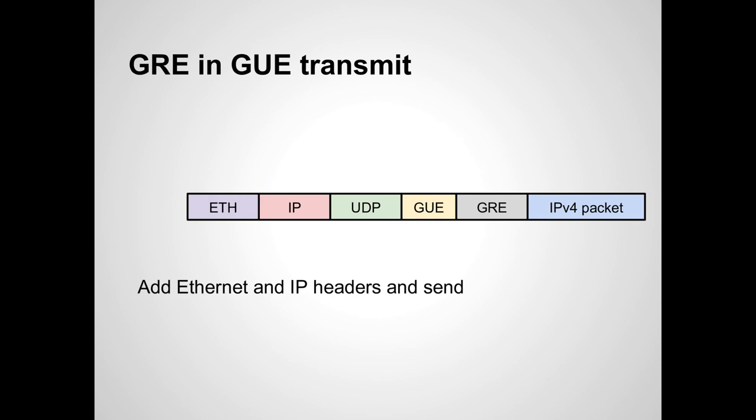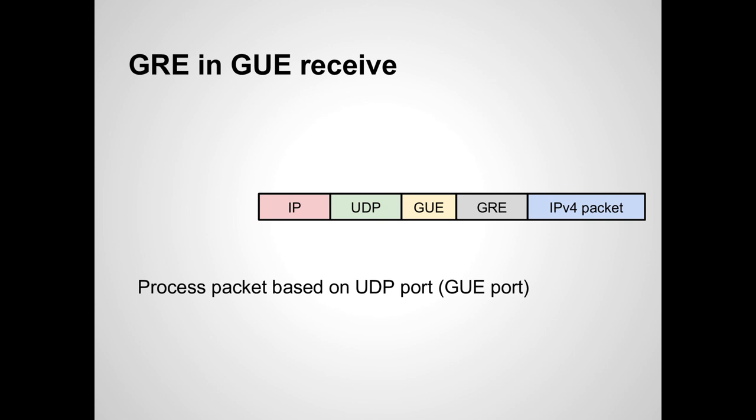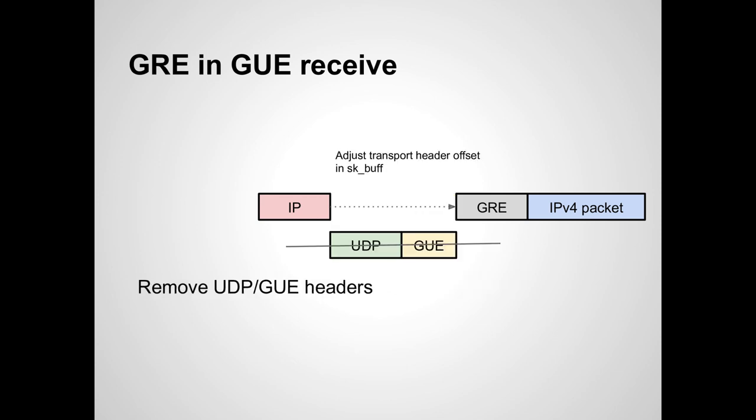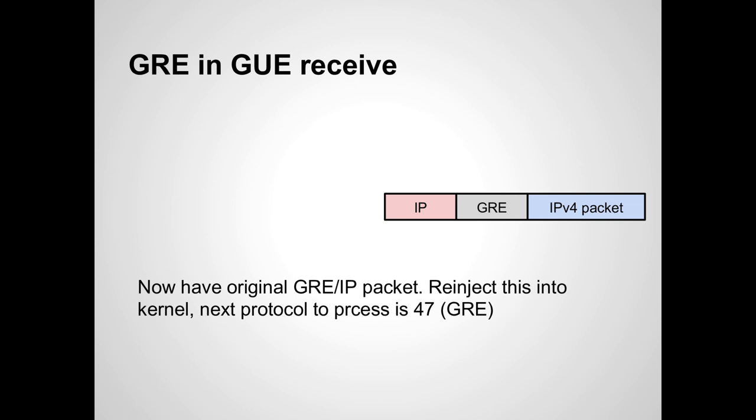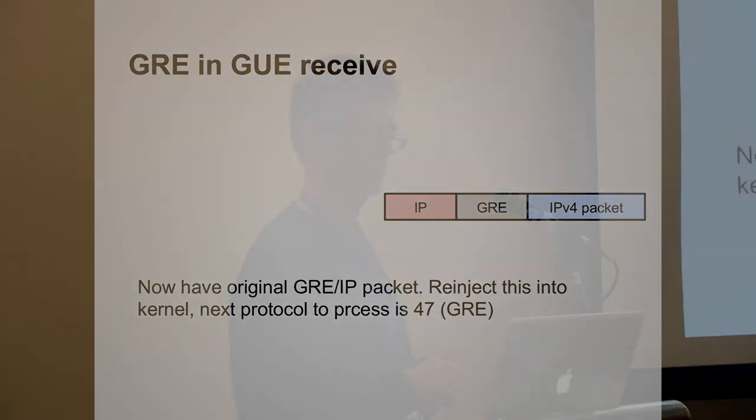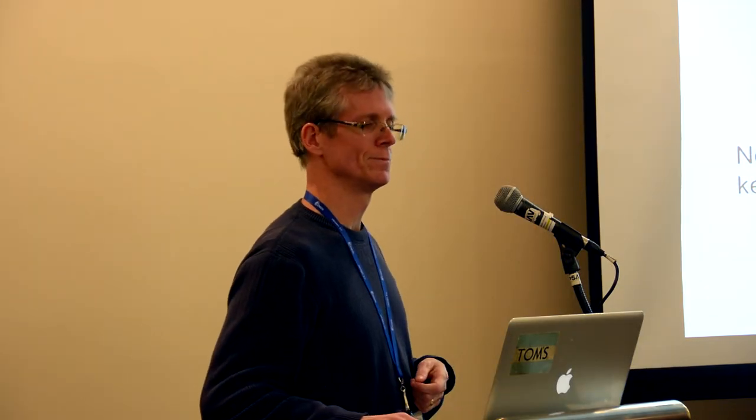At the receiver, again, we see this is port 7777, so we would send that to UDP processing for the GUE socket. Again, we're reversing the operation. We remove the UDP and the GUE header from the packet, and this leaves us with just an IP GRE packet. Inject that back to the tunnel and receive the packet normally.